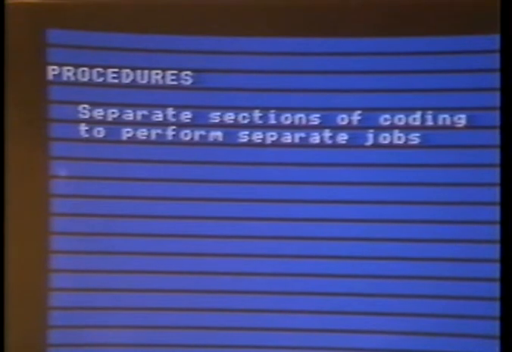Now, there's one facility that BBC BASIC has, which is very important when you're dividing your program up into separate sections. And every well-designed program is divided up like this. And this is the facility of procedures. Now, in BBC BASIC, a procedure is a separate section of coding to perform a separate job within the program.